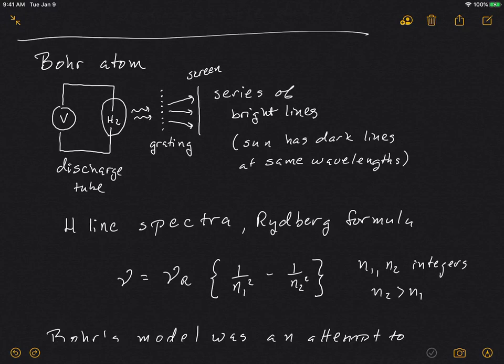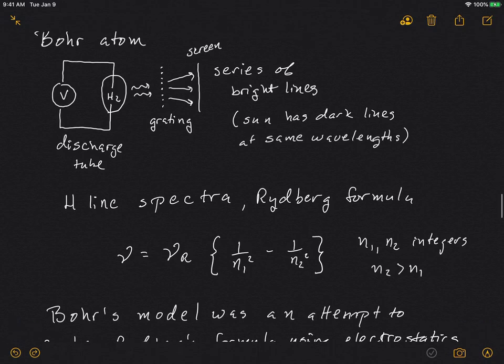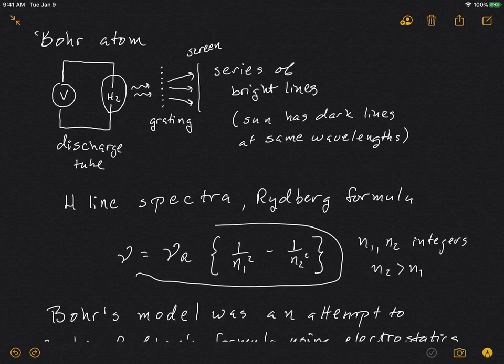Okay, moving on from the photoelectric effect, Einstein's theory of the photoelectric effect, let's talk about the Bohr atom. So Bohr was developing a theory to try to explain something that is referred to as the Rydberg formula, which is this formula here.